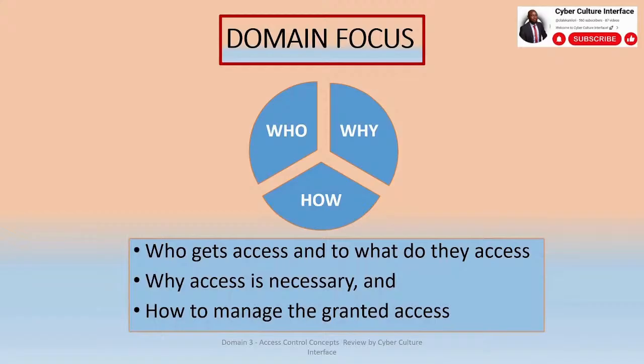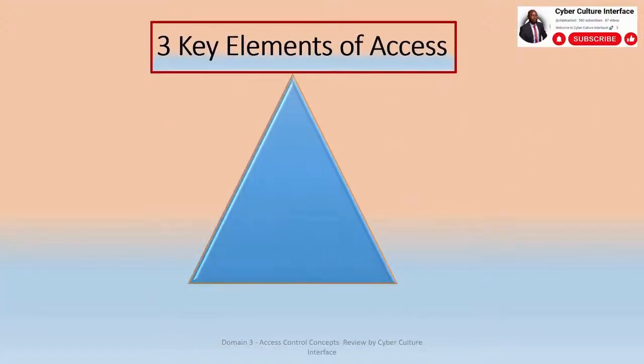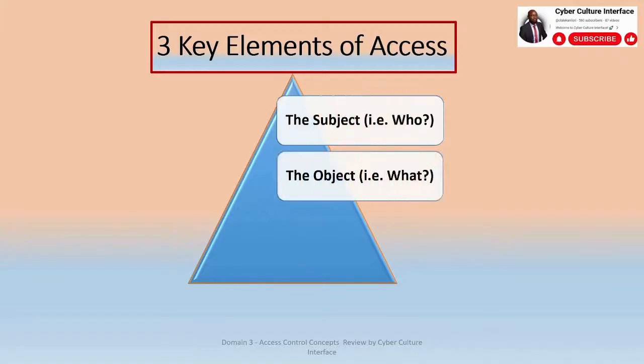So when you are studying for the ISC2 Certified in Cybersecurity exam and you are taking Domain 3, these three questions should be at the back of your mind in everything. We are talking about who is accessing what, and why are they accessing it, and how is this access being managed. So there are three key elements of access control: the subject, the object, and the rules.